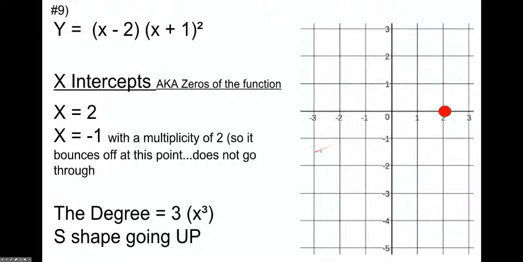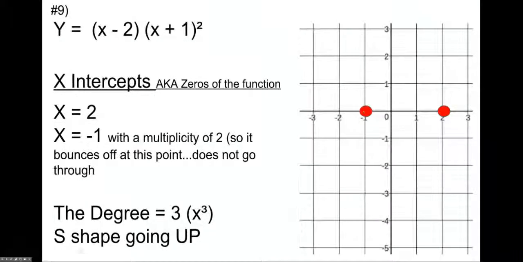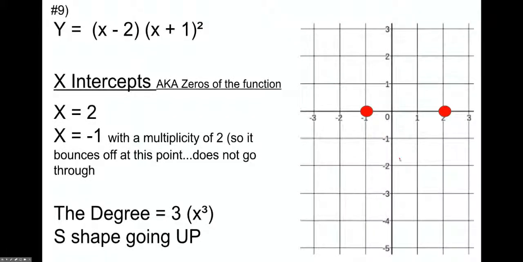And then my other x-intercept was negative 1, but it's going to bounce off here because it has a multiplicity of 2. So we're starting from the bottom. We're probably going to bounce off of here. We're going to dip down somewhere, and then we're going to go through the 2, and we're going to go up.